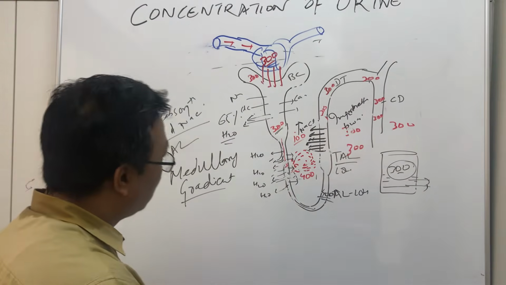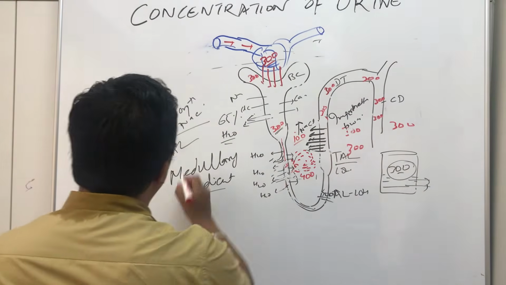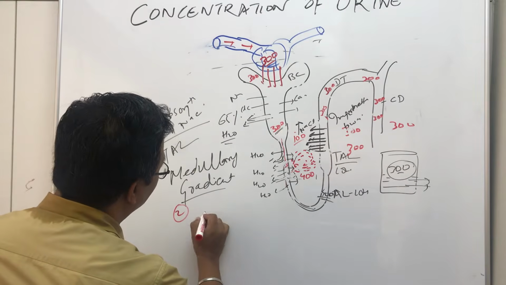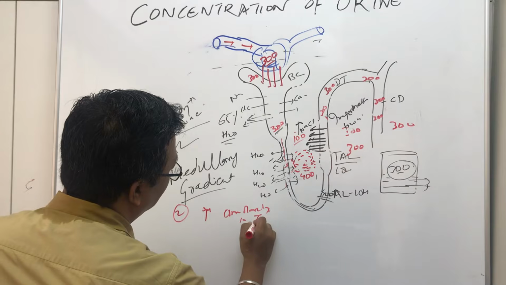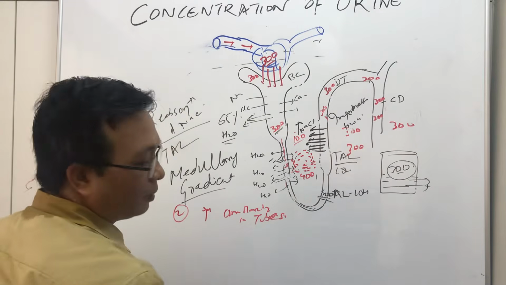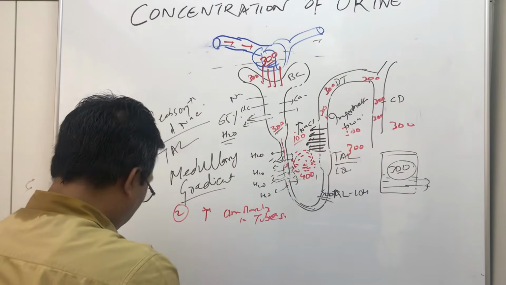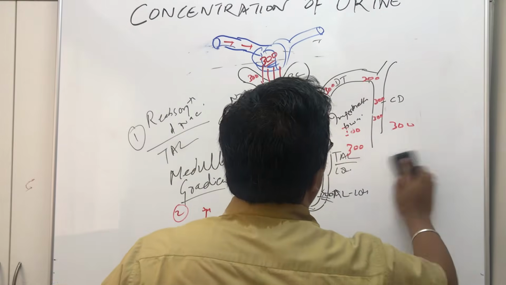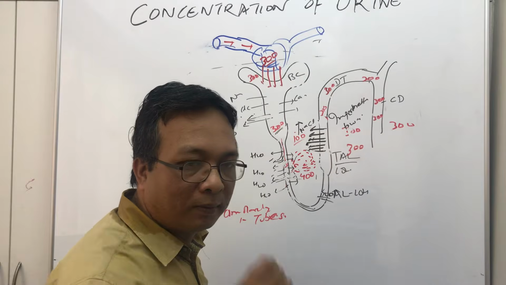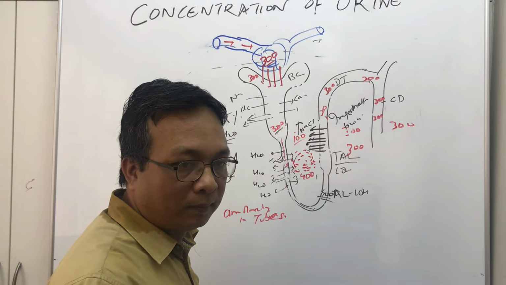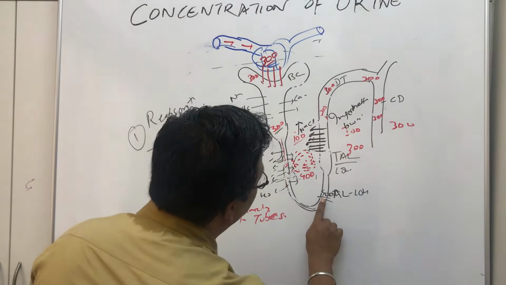Number 1 was reabsorption of sodium chloride. Number 2 is increased osmolarity in the tubes, right? Okay. Do you understand, or do you have any question? Okay. So it has become 400.